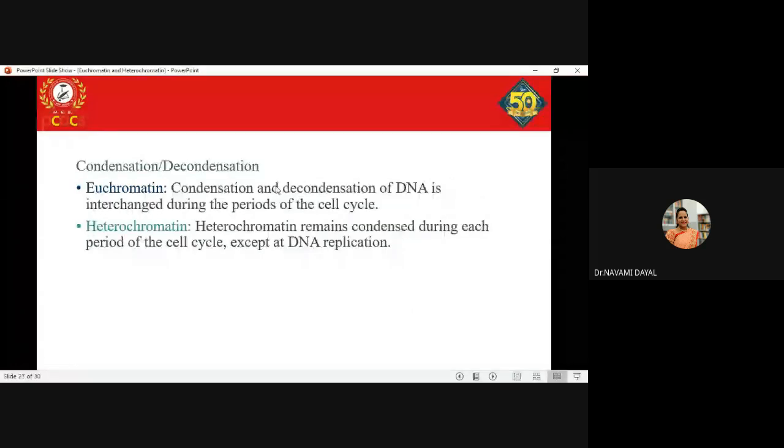Condensation and decondensation: talking about euchromatin, condensation and decondensation of the DNA is interchanged during the periods of the cell cycle. So it may change, flip-over events can occur. Sometimes condensation is happening, sometimes decondensation. That is possible in the case of euchromatin. Heterochromatin remains condensed during each period of the cell cycle, except at DNA replication. Only then does it unwind, and once the DNA has been replicated, it gets condensed again.